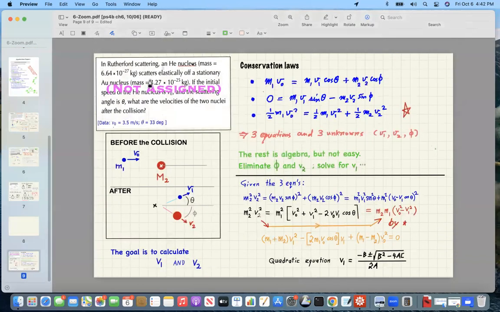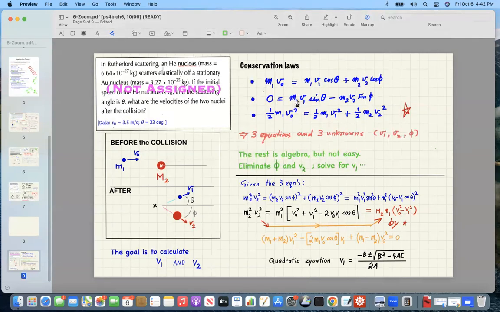All right, so here's another problem about Rutherford scattering. We had a problem on Rutherford scattering on the exam. Not exactly the same as this problem. So Rutherford scattering is a scattering of a helium nucleus with a gold nucleus. So, it's again a problem with conservation laws. This problem was not assigned on the problem set. However, a similar problem was assigned. So you might find it useful to look at this.